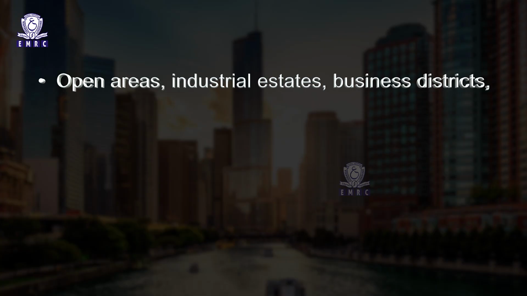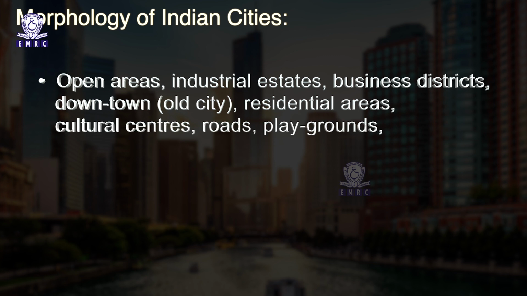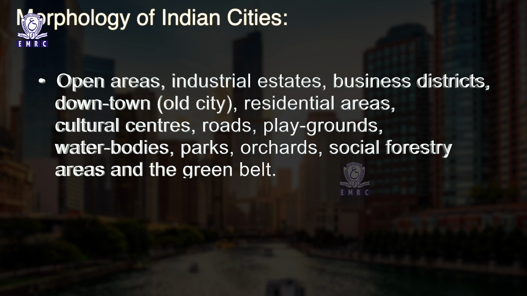Now let's look at the morphology of Indian cities. Morphology of the urban settlement means urban land use. Urban morphology comprises the structure of city, open areas, industrial estates, business districts, downtown, residential areas, cultural centers, roads, playgrounds, water bodies, parks, orchards, social forestry areas, and the green belt.